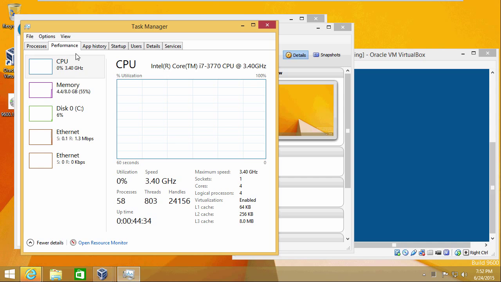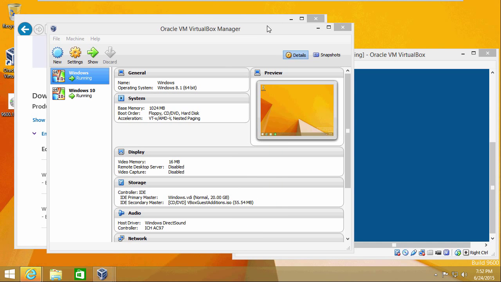I have four cores, again, i7, 3.4 gigahertz. From a memory perspective, I have 8 gig of RAM, and I'm using 4.4 gig of that memory. So pretty impressive that I have both Windows 10 running and Windows 8.1, and I'm only using 4.4 gig of the allotted 8 gig of RAM.